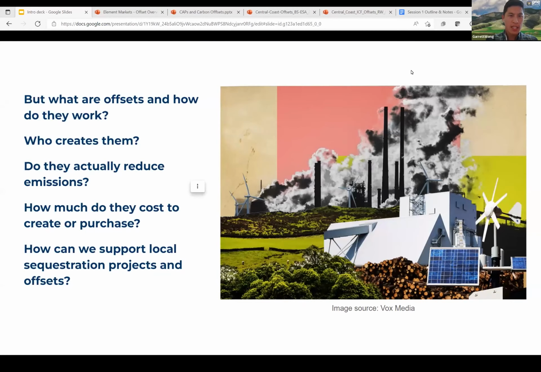But what are offsets and how do they work? Who creates them? Do they actually reduce emissions? How much do they cost to create or purchase? And how can we support local carbon projects and offsets?